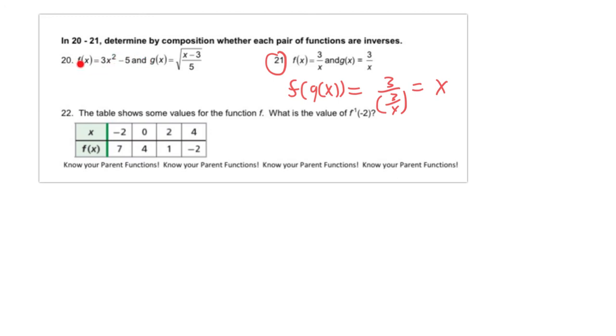So talking about the other one, you would have to do the same thing here, where you have to find f of g of x. And basically, if that gives you an x after simplifying everything, it would be an inverse. You could also check g of f of x. And if that after simplifying gives you an x as a result, then these are inverses of each other. Okay, that's how you could determine by composition.